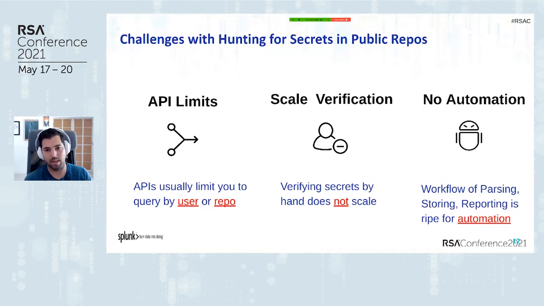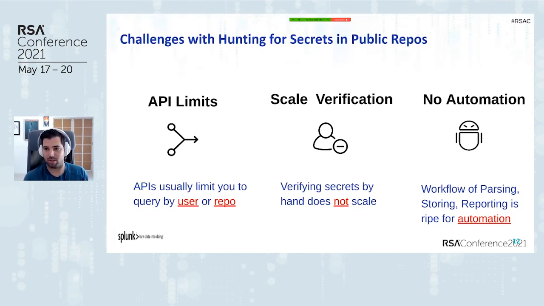It's also that verifying by hand whether a piece of code has a credential in it does not scale. When Rod and I originally started this research, we were just running searches across GitHub and finding different files and then reading through them to see if they had leaked credentials, and realized that we weren't going to scale doing this manually, right?